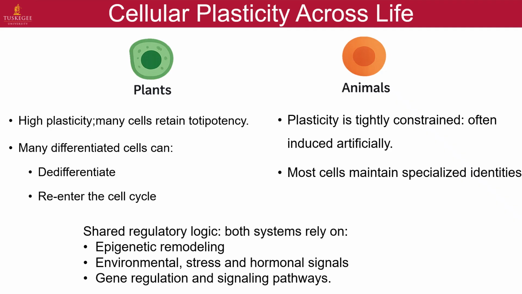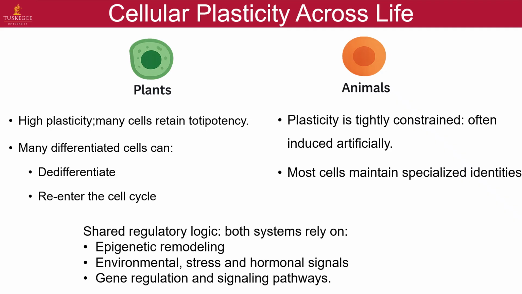Unlike plants, animal cells are tightly constrained, so it's hard for cellular plasticity to occur naturally. If it has to happen, it has to be artificially induced. This is because most of the cells lose their totipotency permanently, therefore maintaining their specialized identities.